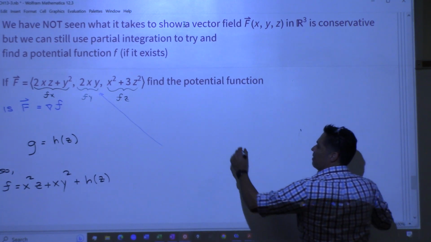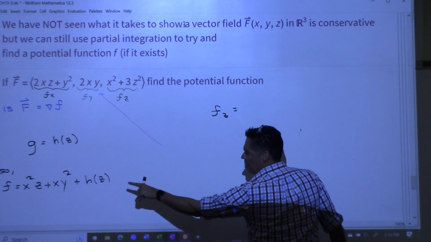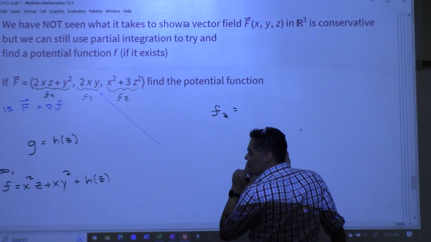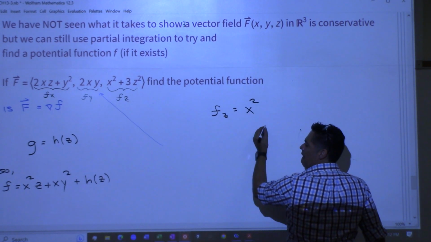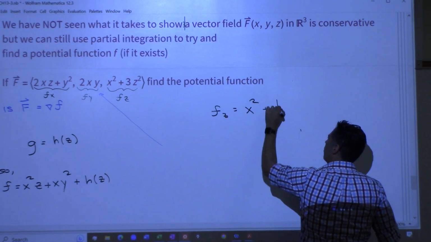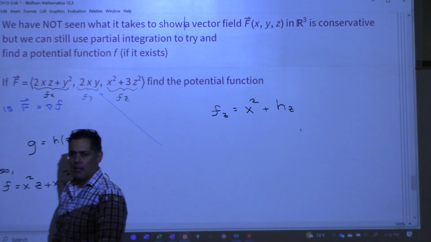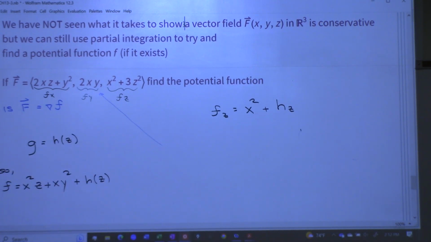So that's that. And then we take the partial of f with respect to z. Here we'll get what? x squared plus, yeah, whatever derivative h is with respect to z. Again, we don't know what that is. That could be anything. It can only have z's in it, and maybe some numbers, constants.